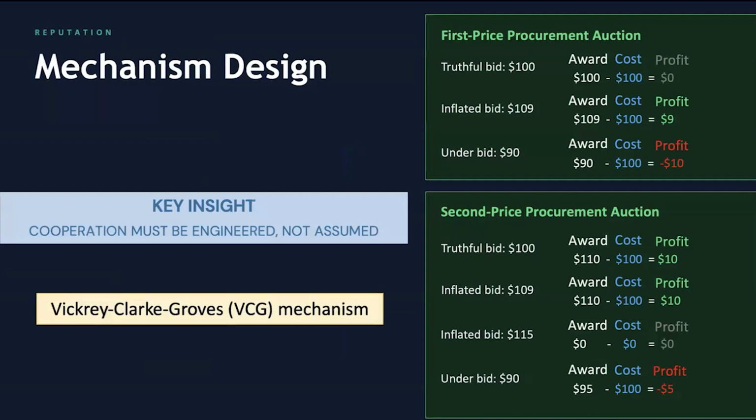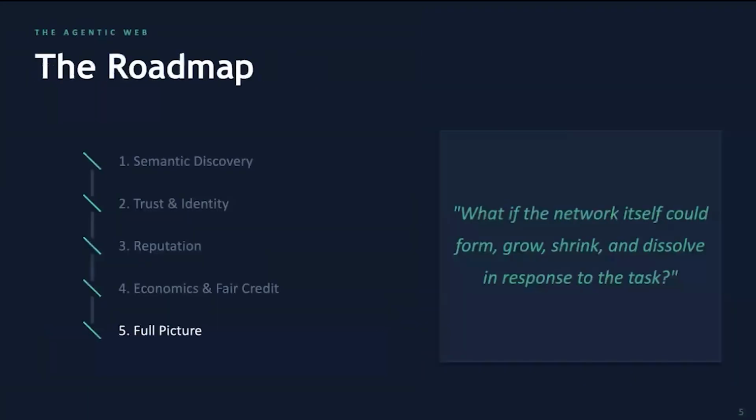This work is from Vickrey, Clarke, and Groves. Vickrey's work is from the 1960s, and then Clarke and Groves, in the 70s, generalized it to multi-agent systems. This is some really important economics work that's being used in this space.